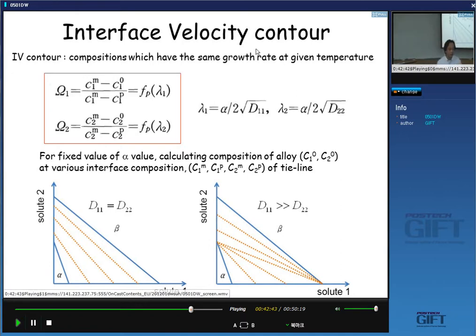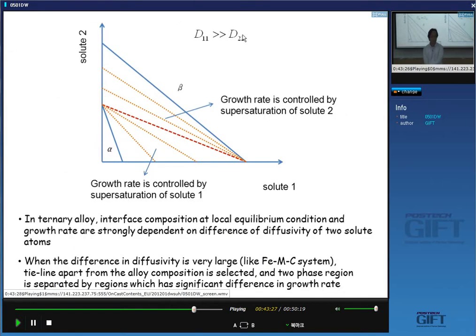So when the diffusivity of two solute atoms is the same, it is somewhat parallel to these two phase boundaries. And when the diffusivity of one solute atom is far larger, then it focuses on this point and this point. And you can see the two-phase region can be divided into two regions, whose boundary is given by this one. Next time, I will have a chance to talk about it.